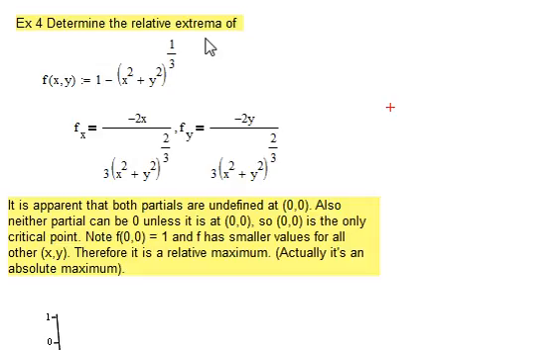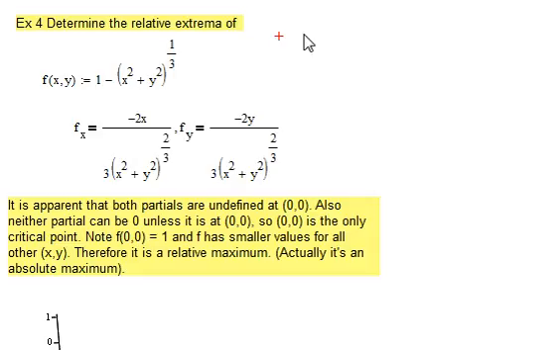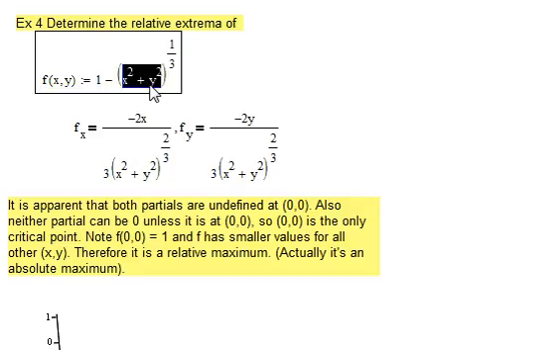Well, we're going to look into finding the relative extrema, actually might even wind up being absolute extrema, of this function f of x,y is 1 minus the quantity x squared plus y squared to the 1/3 power. And so the first thing we would do is investigate the partial derivatives of this thing.